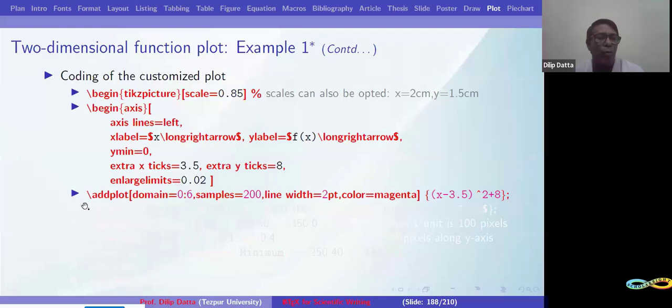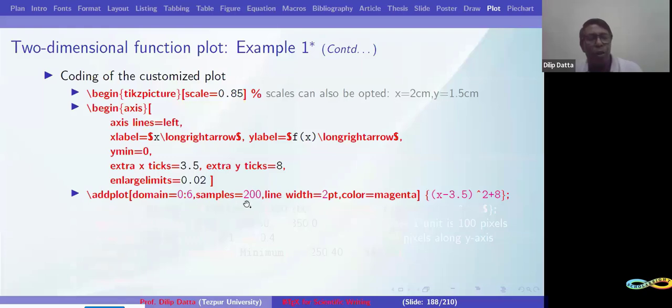Now you say add plot. Now I am changing, I am specifying the domain also. Default was -6 to +6. So I am making it domain equal to 0:6, which means only the positive side of x. Then comma, I use the sample points also. How many points are to be taken? Say 200.